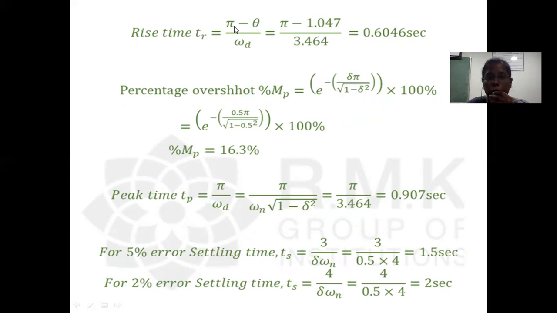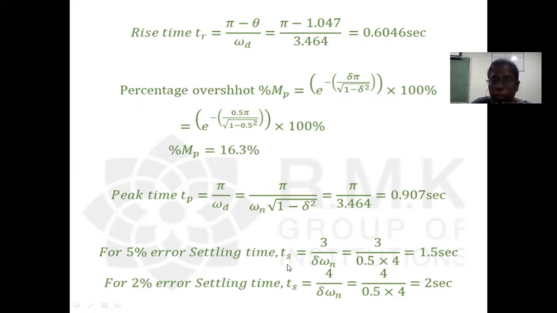The rise time formula is (pi minus theta) by omega d. Pi minus theta value we just calculated, omega d also we calculated. Substitute, and we'll get rise time. And this is the formula for peak overshoot: e power minus eta pi by root of 1 minus eta square. The eta value we already know, substitute there, and we'll get the peak overshoot value. Similarly, the peak time formula is pi by omega d. Omega d we just calculated, so substitute that, and we'll get peak time.